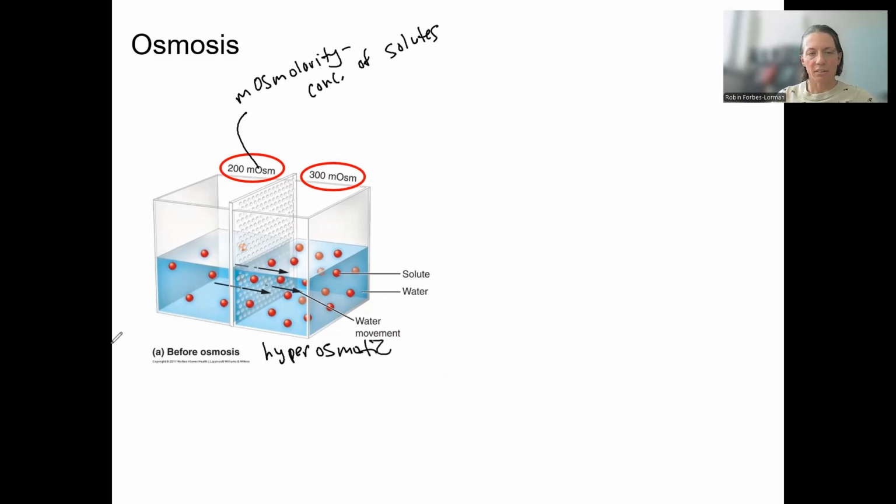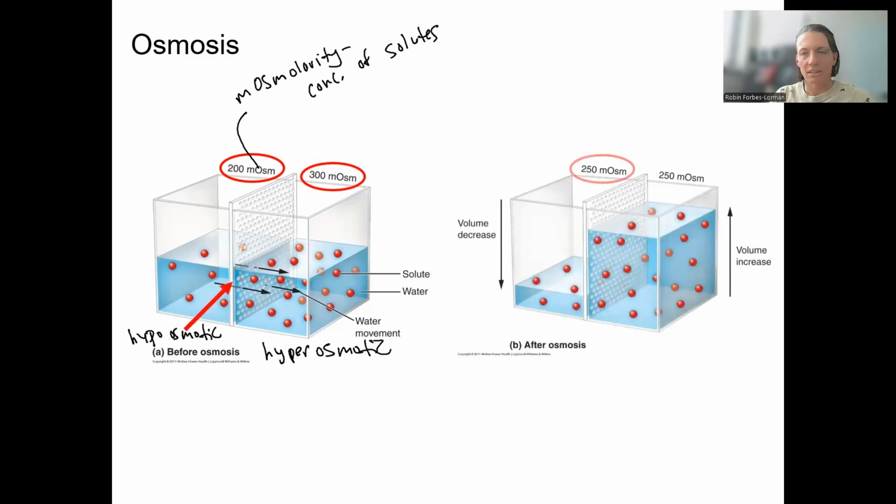hyperosmotic. Hyper means higher. It's a relative term, kind of like directional terms. This side is hypoosmotic compared to that side. So water will move from low to high to reach equilibrium, which is going to look like this. Now, milliosmoles are equal on the right and left after osmosis. So again, osmolarity is in equilibrium. In this case, we can see it with the numbers.